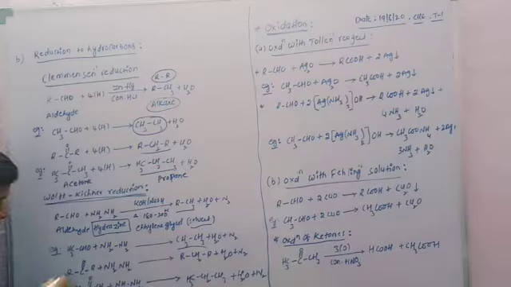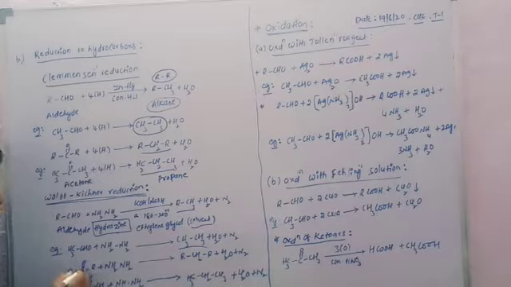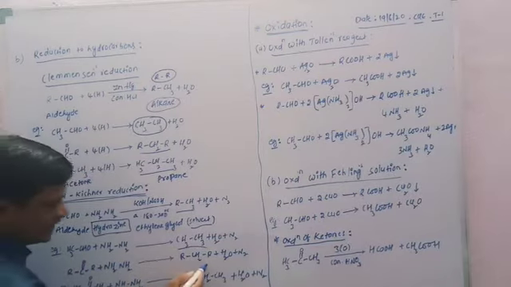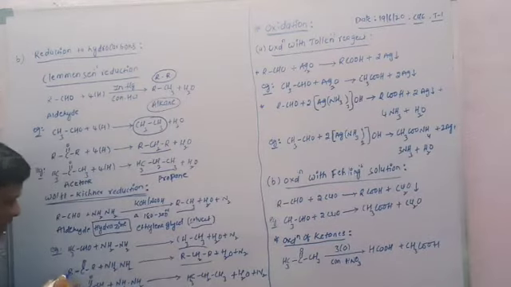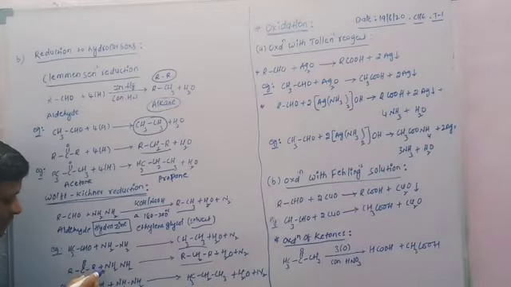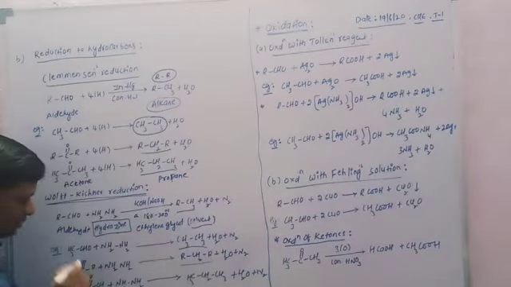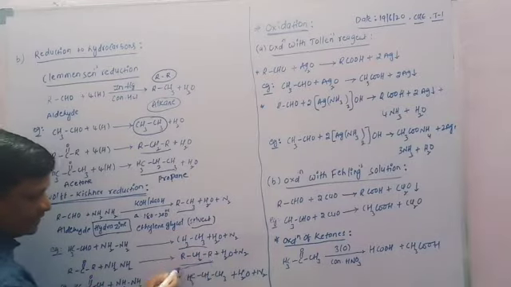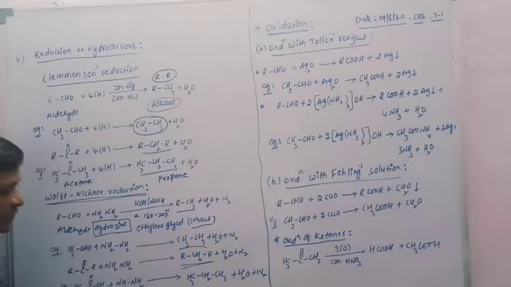The same applies to R C double bond O, which is a ketone. Ketones reduced with hydrazine give the corresponding alkanes: R, CH2, R, plus H2O and N2. So ketones reduced with hydrazine give the corresponding alkanes.